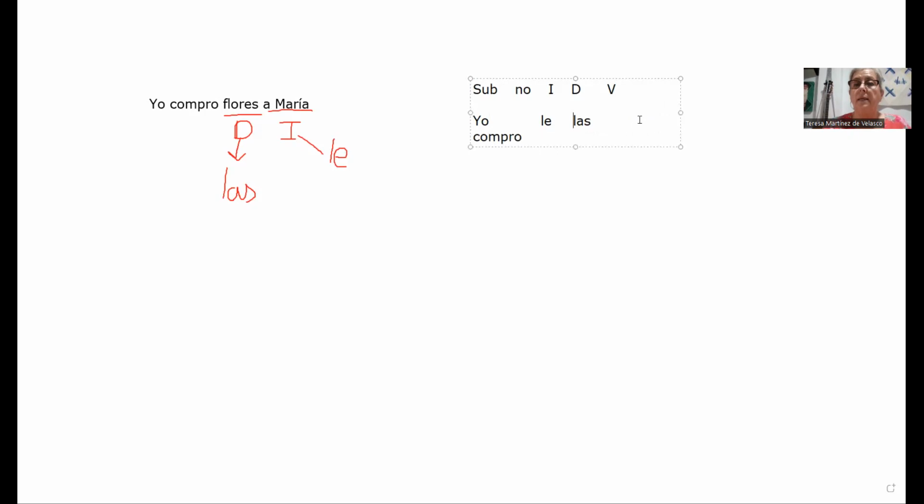But they don't let us use two L's, right? So this one, we are going to substitute for se, no? So it will be yo se, uy, perdón. Yo se las compro, right? Then this system is going to be the same for commands.